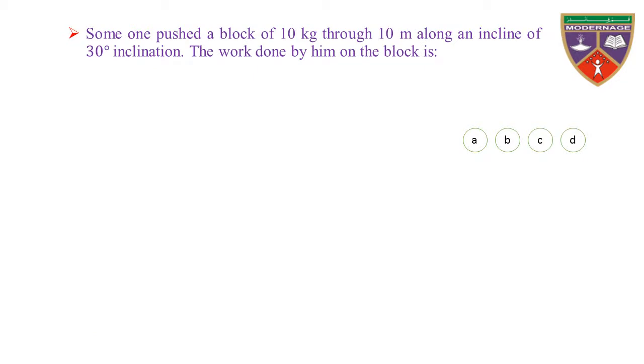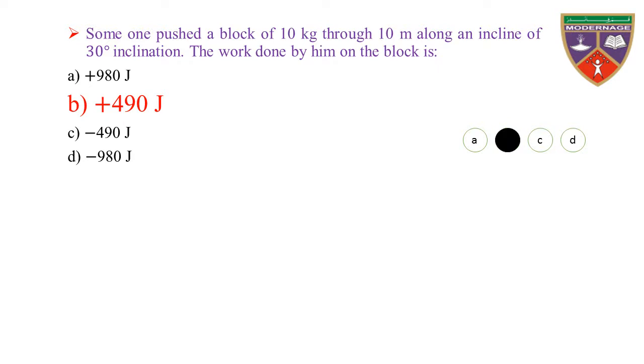Someone pushed a block of 10 kg through 10 meters along an incline of 30-degree inclination. The work done by him on the block is: option A, plus 980 joules; option B, plus 490 joules; option C, minus 490 joules; option D, minus 980 joules. The key is plus 490 joules. Therefore, the correct option is B.